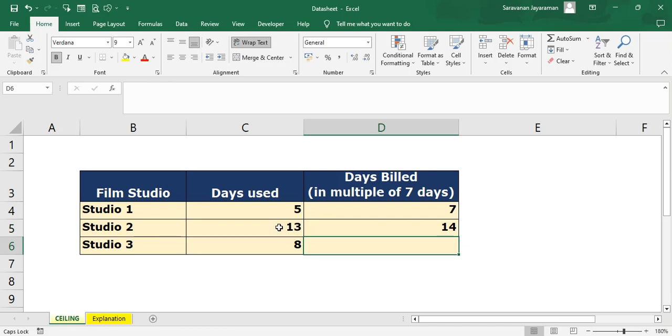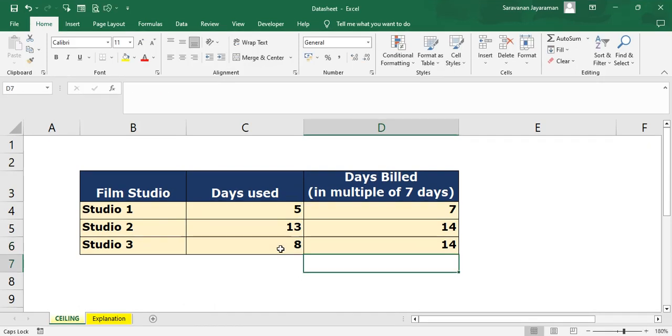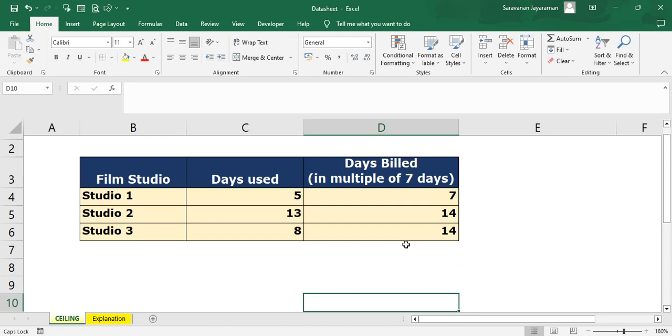Here in Studio 3 I have used 8 days. So I'll be billed for, let's see, ceiling, open the bracket, I'll put the number, and the multiple is 7, and then I close the bracket. Though I've used only 8 days, they will be billing for 14 days because they bill in multiples of 7 days. Let's understand with another example.